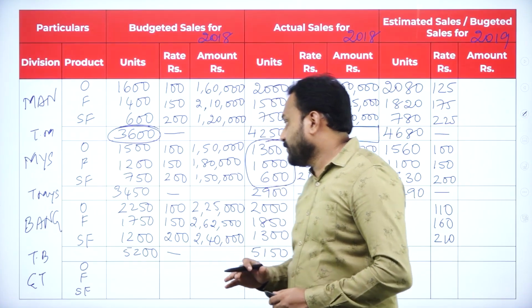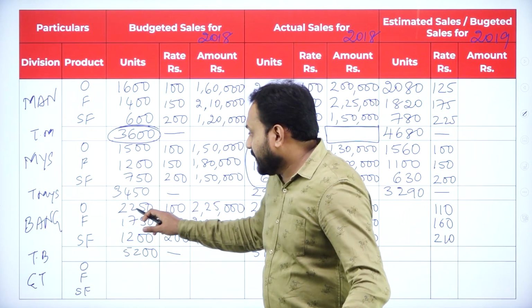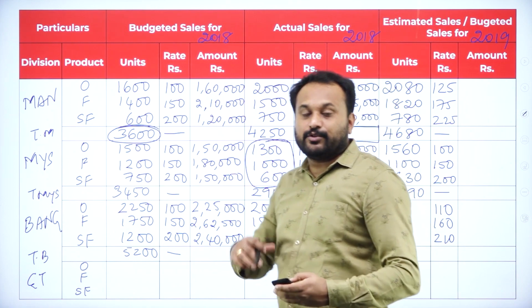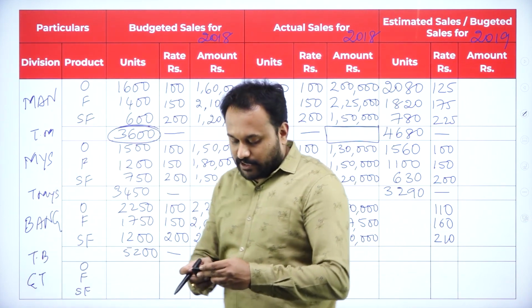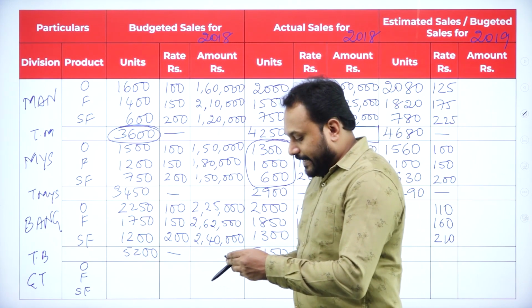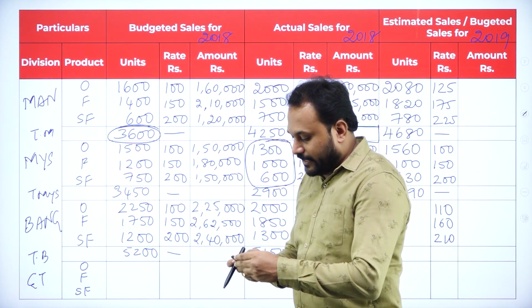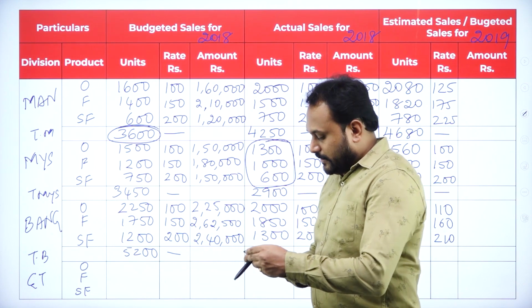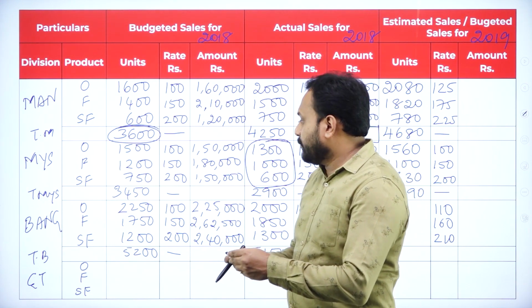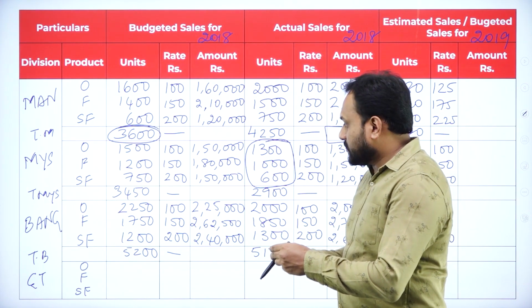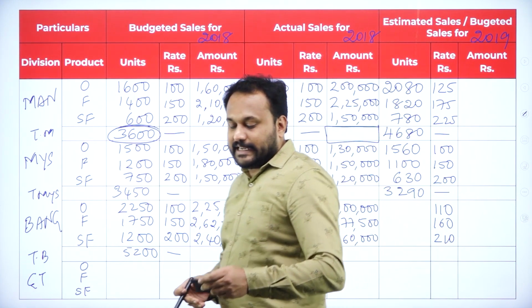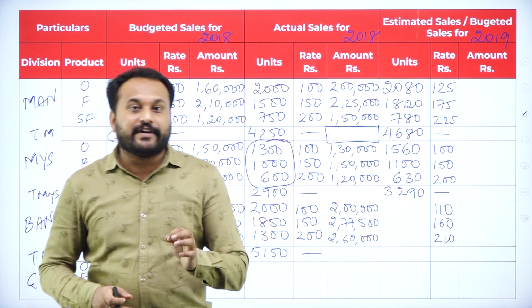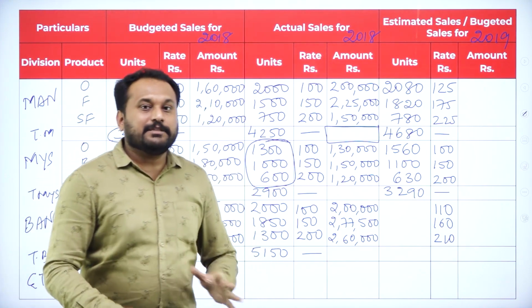So let's go with the first one here. Ordinary is 2,250. Now you need to increase it by 25%. So let's go with the calculation here. 2250 into 25% is what you get, 562.50, plus 2250 is equal to 2812.50.